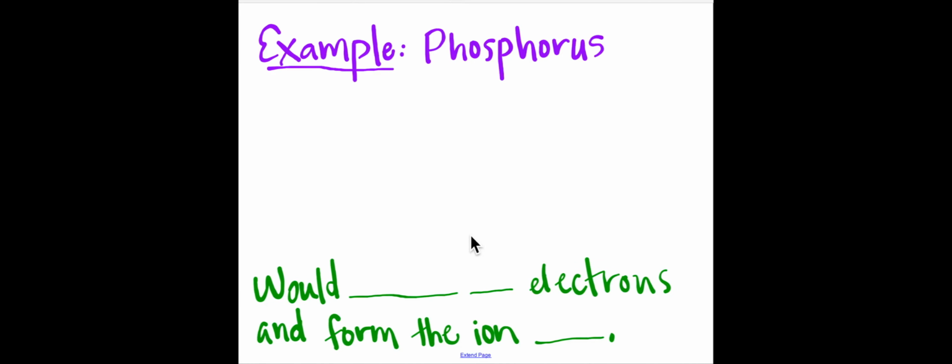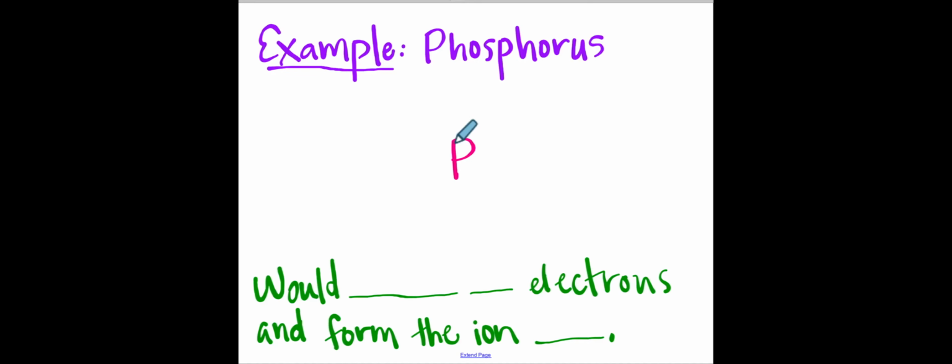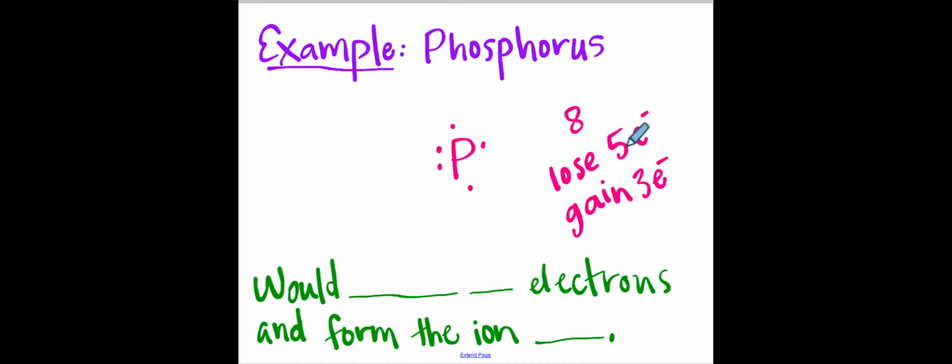In the second example, we're going to look at phosphorus. Phosphorus is right here in group 5, so it's going to start with 5 valence electrons. A common way to draw electrons around an atom is by making dots. So phosphorus has 1, 2, 3, 4, 5 valence electrons, and it would like to have 8. So in order to get 8, it could either lose 5 or it could gain 3. Losing 5 is going to take more energy, so it is not going to lose 5 electrons, it's going to gain 3 and end up with a full octet.